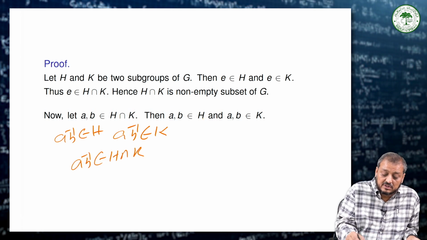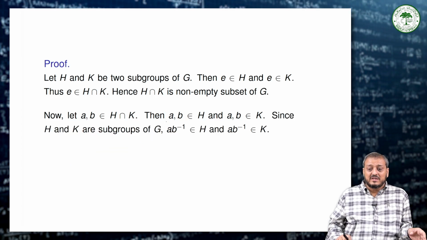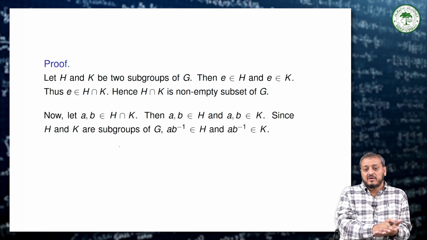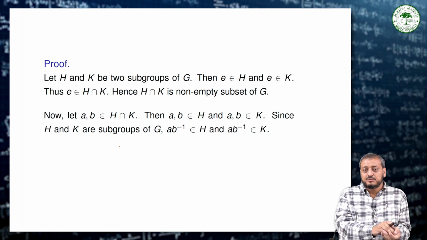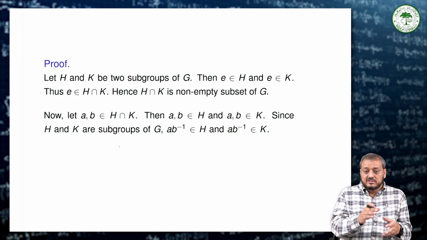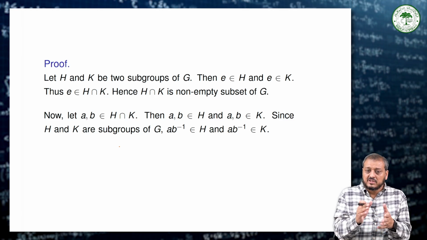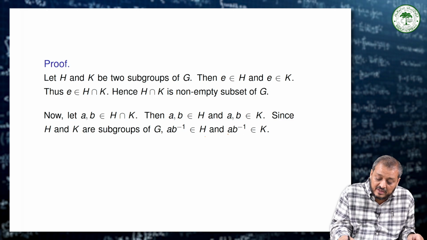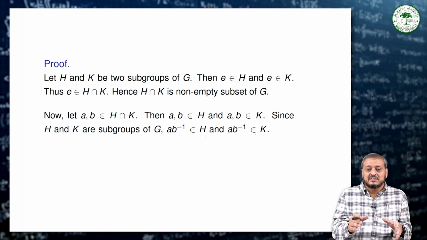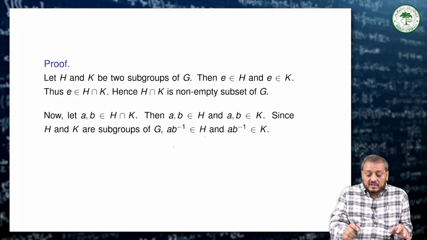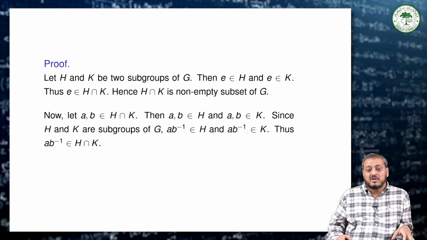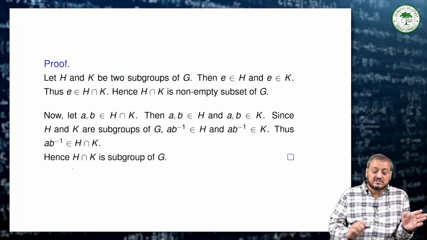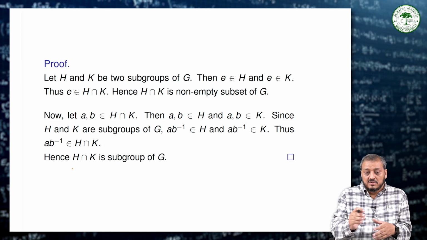Since H and K are two subgroups, if A and B are elements of H, and because H is a subgroup, then A B inverse also belongs to H. Similarly, A and B are elements of K, and since K is also a subgroup of G, A B inverse also belongs to K. That means A B inverse is common to both, so A B inverse is an element of H intersection K. Hence H intersection K is a subgroup of the group G.